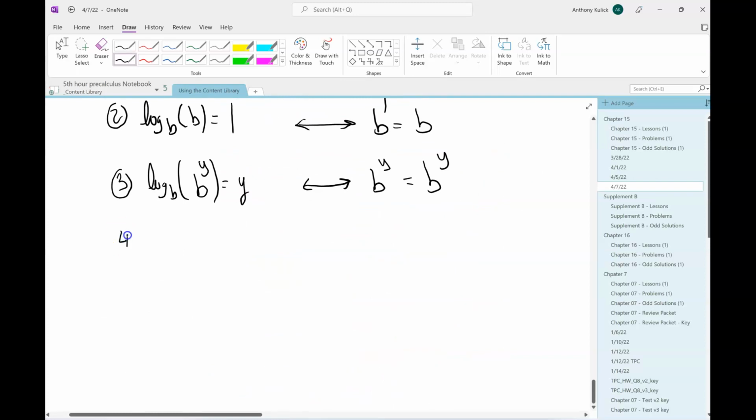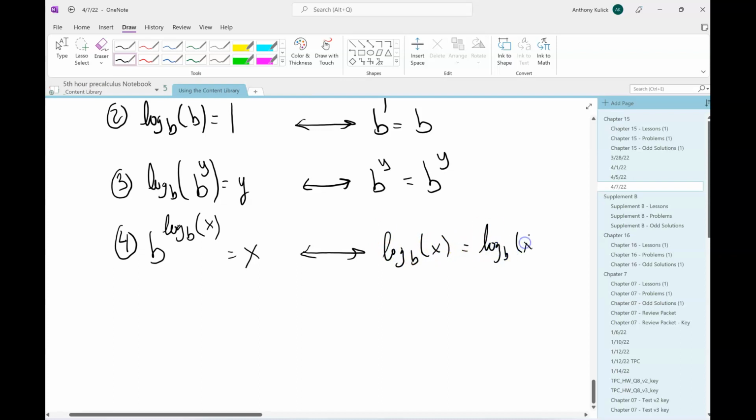And then our last one, which is just kind of the inverse of what we're seeing in number 3. We'd say b to the power log base b of x is equal to x. If I rearrange this exponential into logarithmic form, it's basically just saying log base b of x is equal to log base b of x.